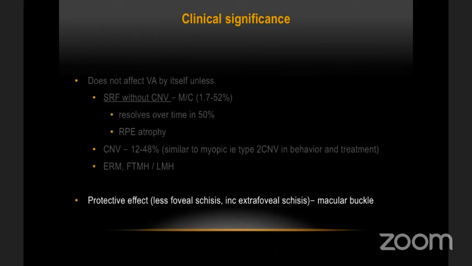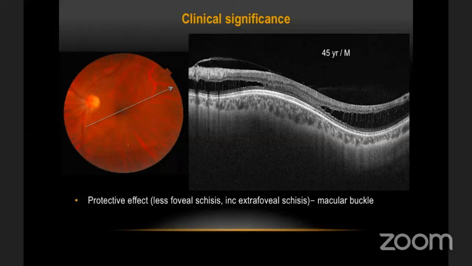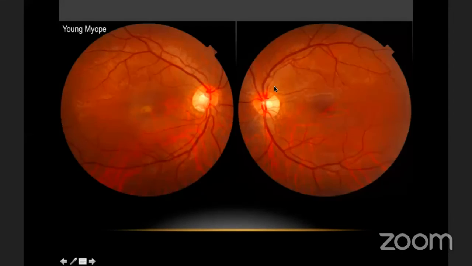What's the upside of this dome? It has been found to have a protective effect. So there is less foveal schisis and more extrafoveal schisis, where this dome kind of acts like a macular buckle. Here you can see this area has no schisis at the top of the dome.